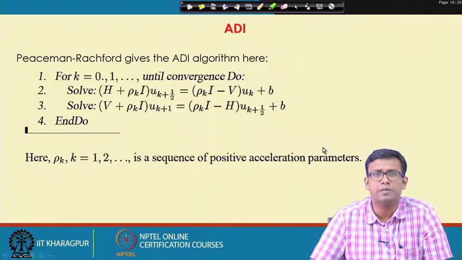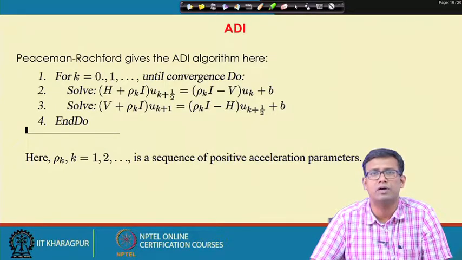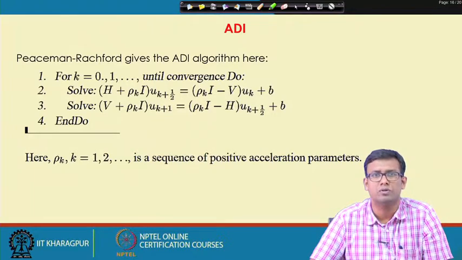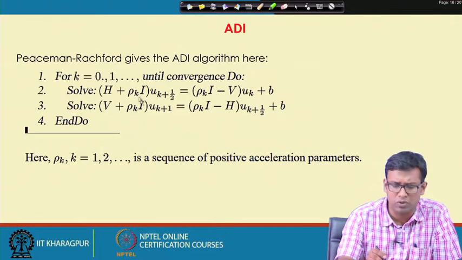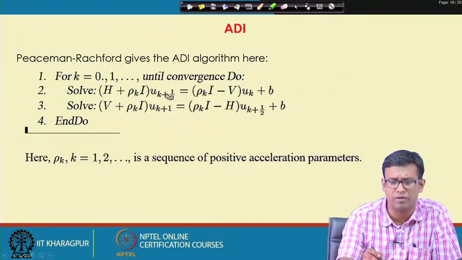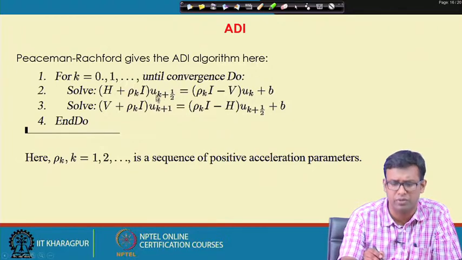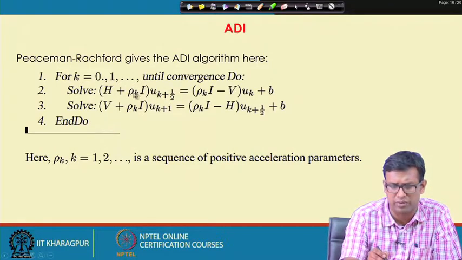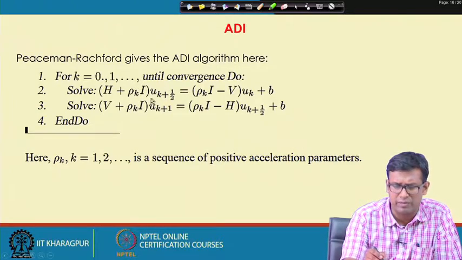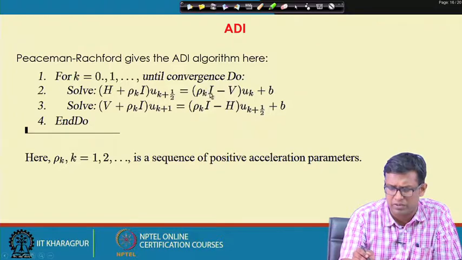So, this is called the Peaceman-Rachford algorithm for ADI, where for k is equal to 0, 1, until convergence, solve H plus rho k I for u k plus half. Instead of u k plus 1, the new guess, we call it a half guess when we relax along one particular line. So, this is along x direction, you solve H plus rho k I u k plus half is equal to rho k I minus V u k plus b.